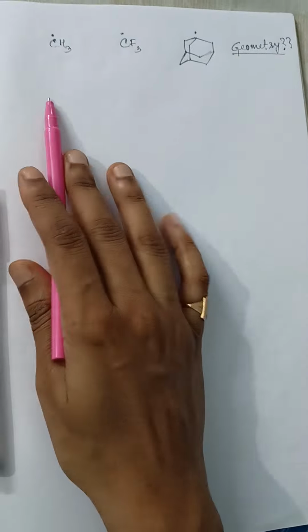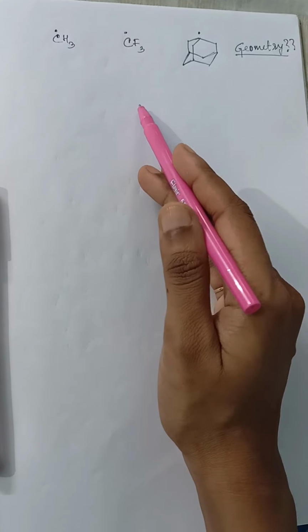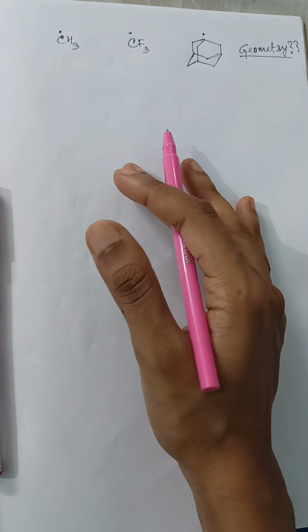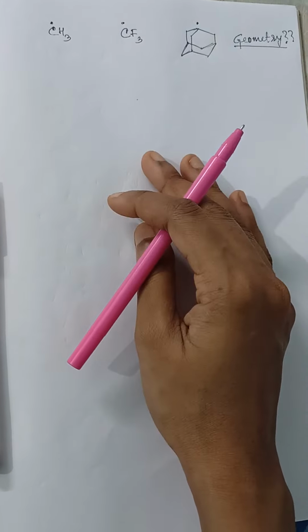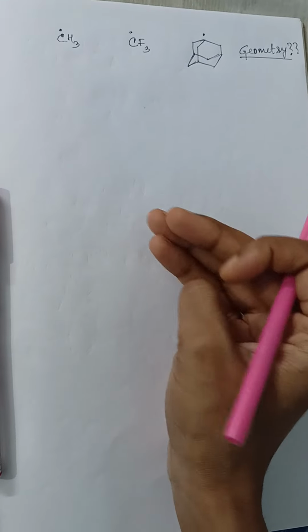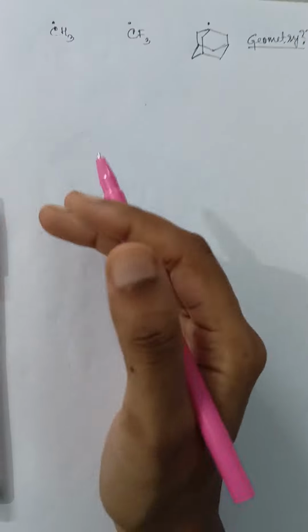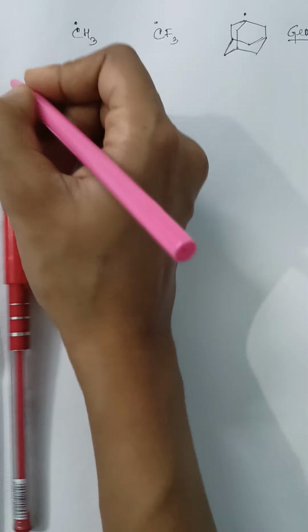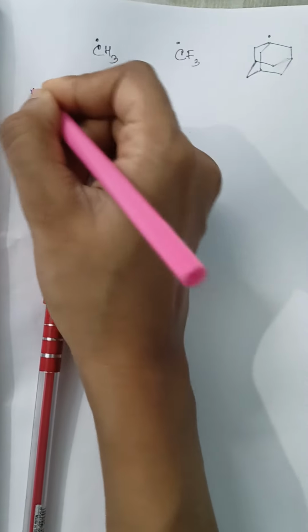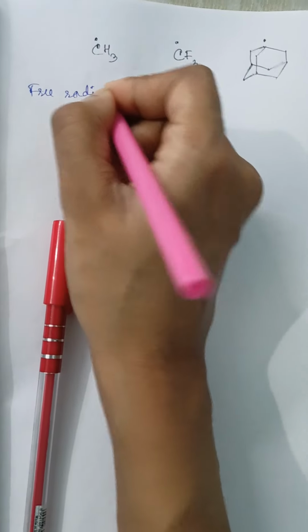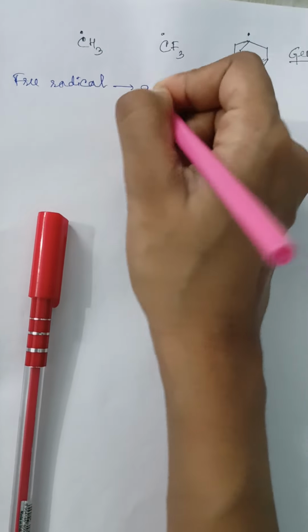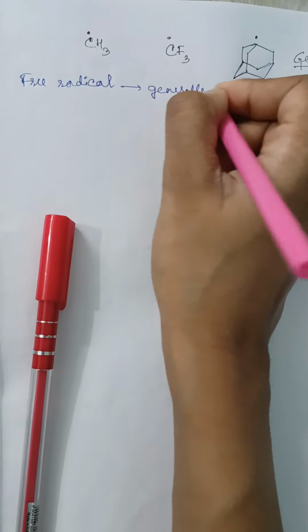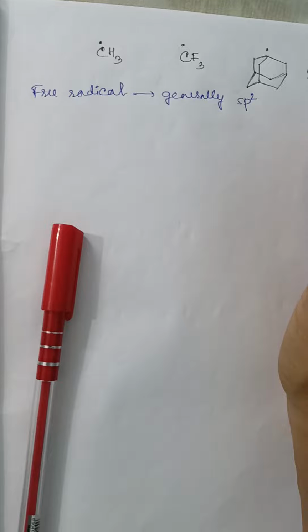Hi. So yesterday I uploaded this question: among these three free radicals, which one has which geometry. So let's discuss more about this question. In general, we all know that a free radical is generally sp2.